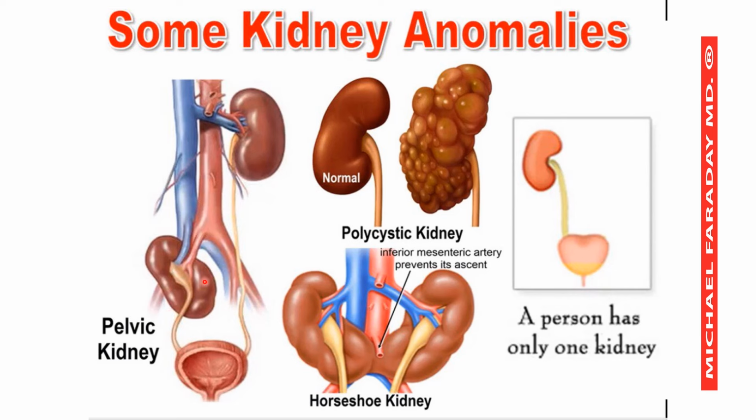That's an anomaly. Then we have polycystic kidney disease, a genetic condition where you can have multiple cysts containing fluids around the kidney. Usually patients do not survive beyond 60 years. They tend to have renal failure. Then you can have horseshoe kidney, where the lower poles of the two kidneys fuse together and refuse to separate. You can see that the inferior mesenteric artery prevents its ascent. It's blocking its ascent. Then there are conditions where a person has only one kidney.